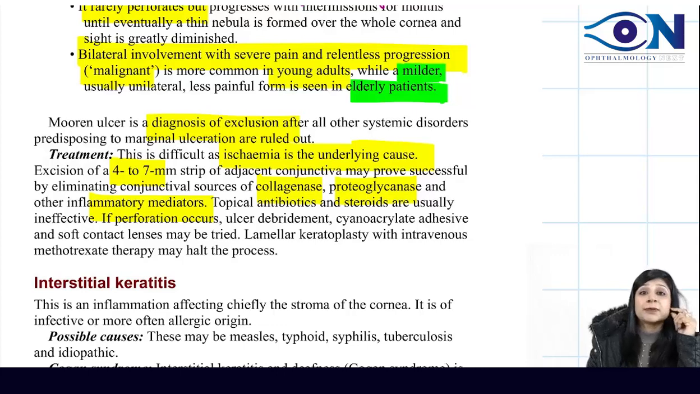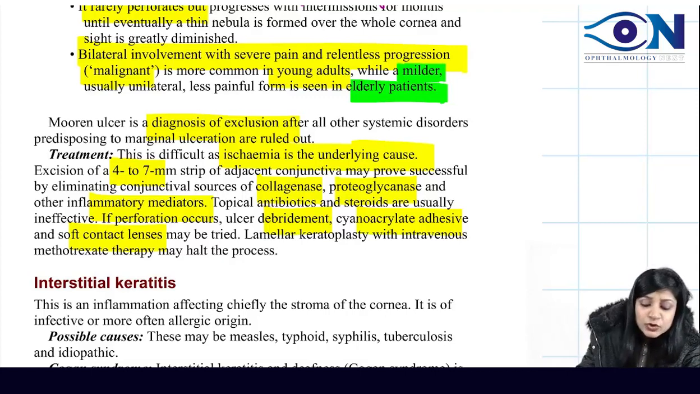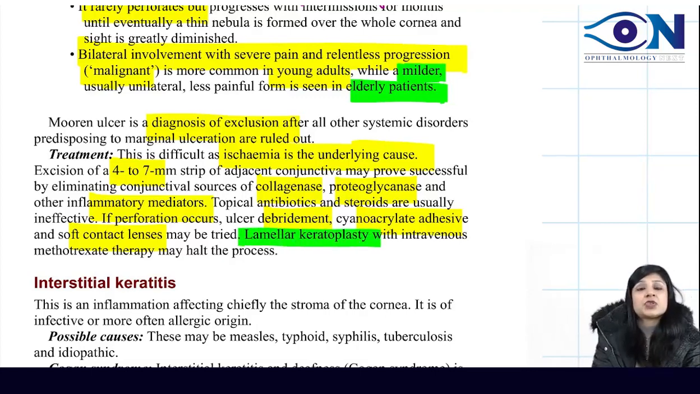Yes, of course, if the perforation is occurring, then you have to do the debridement. You can use the adhesives. We can give the contact lenses. And the last but not the least thing is the lamellar keratoplasty. So one of the indications of your corneal transplantation, partial thickness corneal transplantation or the lamellar keratoplasty is this, right?